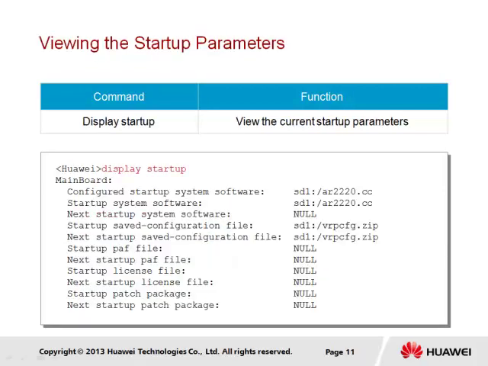The display startup command can be used to view the configuration files currently being used by VRP. The previous save command will save the save configuration file to the SD1 storage location by default, and this is reflected in the startup and next startup configuration file output. The current VRP image being used is represented by the startup system software output.